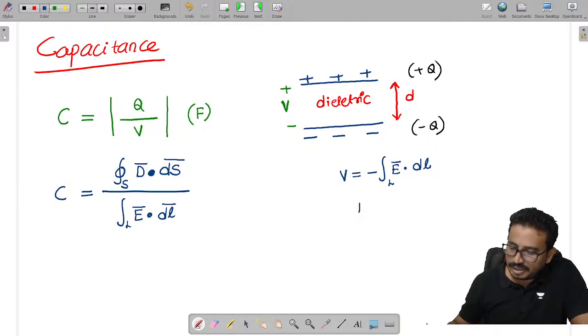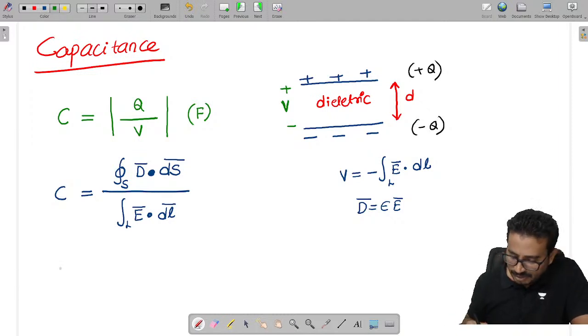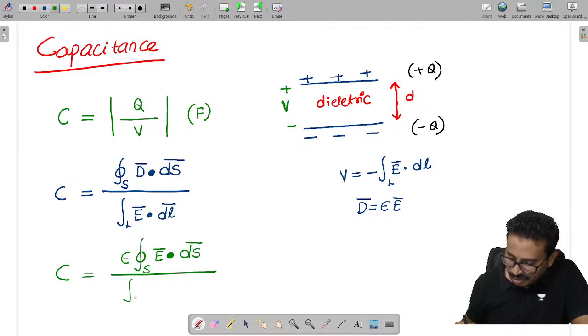Now as we know that D is equal to epsilon E, by replacing this, I can get the formula for my capacitance. As epsilon is a constant, take it outside: epsilon times the closed surface integration of E dot ds divided by the line integration of E dot dl.